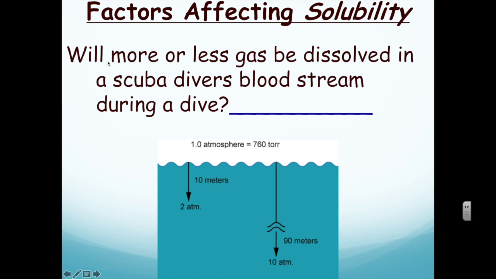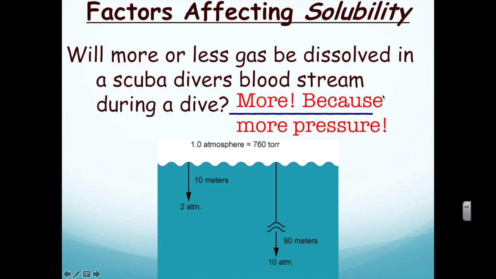ask yourself, will more or less gas be dissolved in a scuba diver's bloodstream during a dive? Well, it'll be more, because there is more pressure down here. There's way more pressure. So that is actually the reason why scuba divers can't go down for that long.